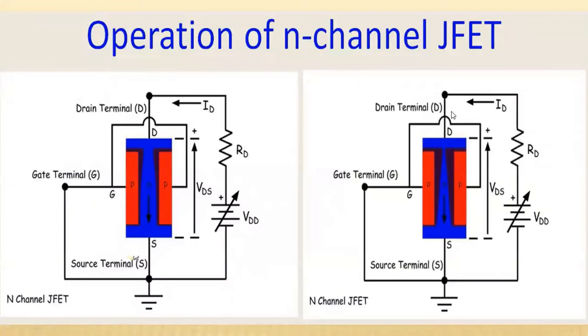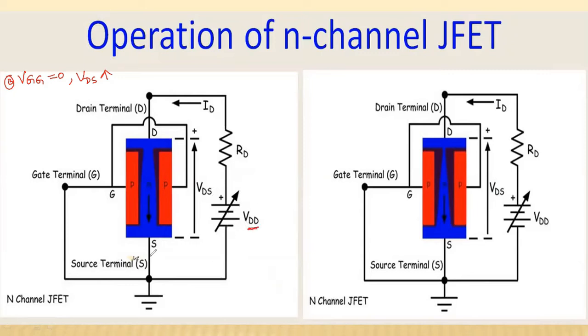Next, the third condition. In the third condition, VGG is 0, and now VDS is increased from 0. VGG 0 means the gate-source voltage is 0, so they are simply shorted. Next, we are going to increase this VDD. Now as the magnitude of VDD increases, what happens?